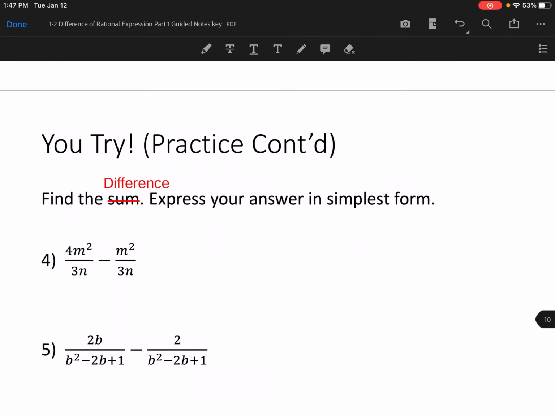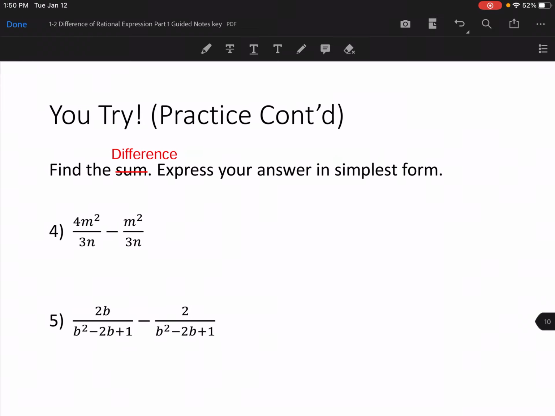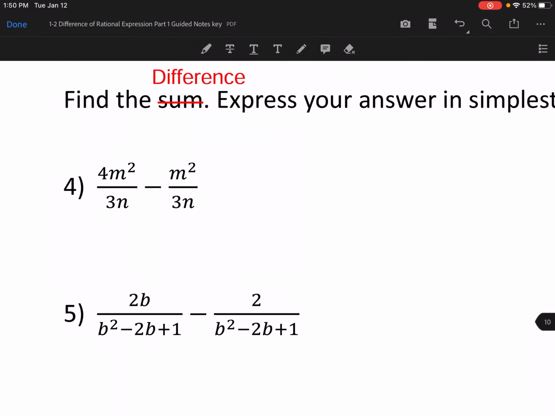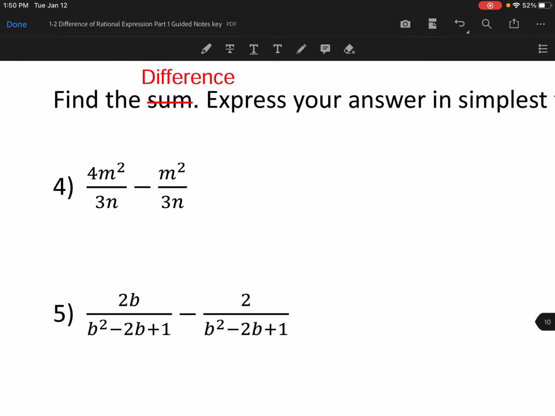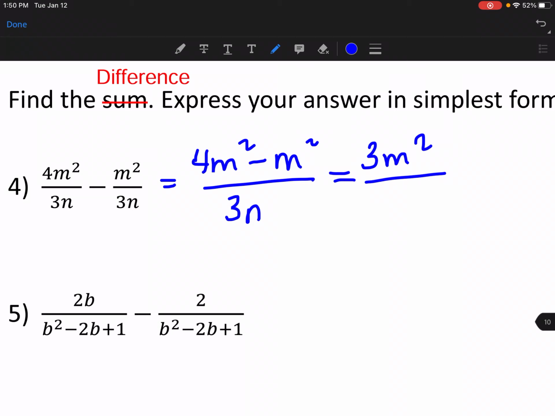Alright, let's keep continuing with number 4 and 5. Go ahead and do that. I'm going to give you a few minutes and then we will look at this together. Alright guys, let's look at this together. I have 4m squared over 3n, subtract m squared over 3n. So I'm going to subtract my numerators: 4m squared minus m squared, all over 3n. 4m squared minus m squared gives me 3m squared over 3n. 3 divided by 3 gives me 1. Therefore, my answer is m squared over n.